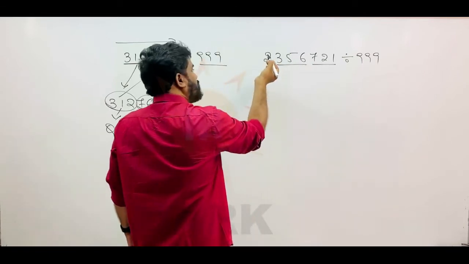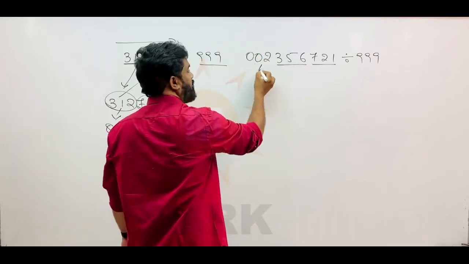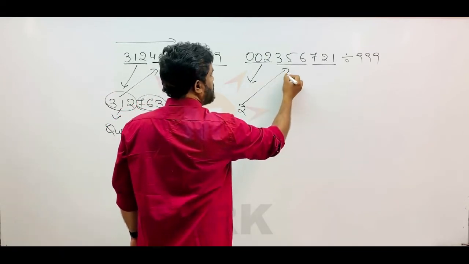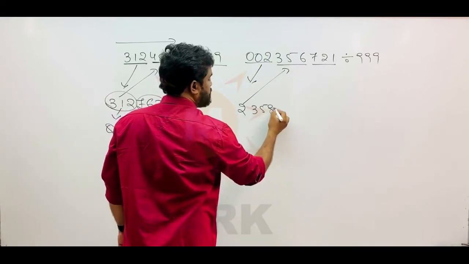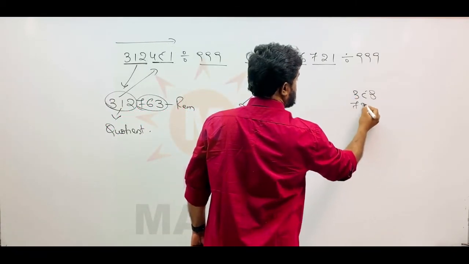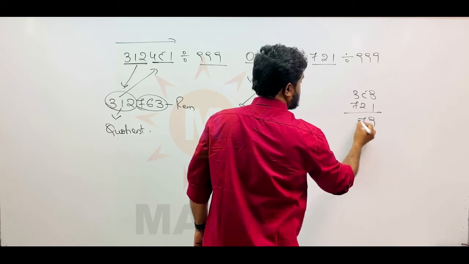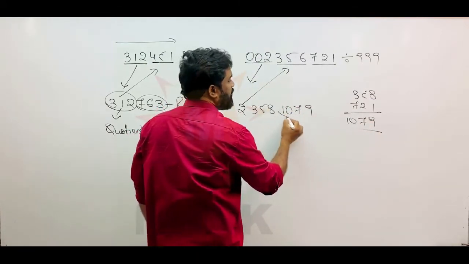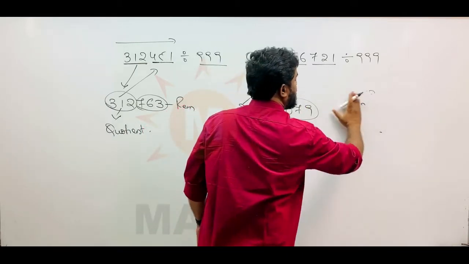Now clearly, my dear friends, if I come here, 721 is a triplet, 356 is a triplet. Now 2 cannot make a triplet, so I am putting 2 zeros. We already know the technique for it. So first I am writing 2 as it is. So 2 plus 356 will make 358. So 358 plus 721. How much does it get? So 1079. 1079 cannot be the remainder because it is more than 999, right?